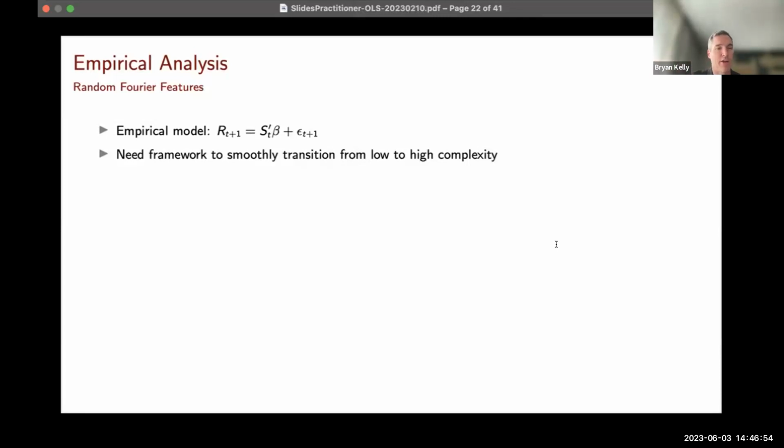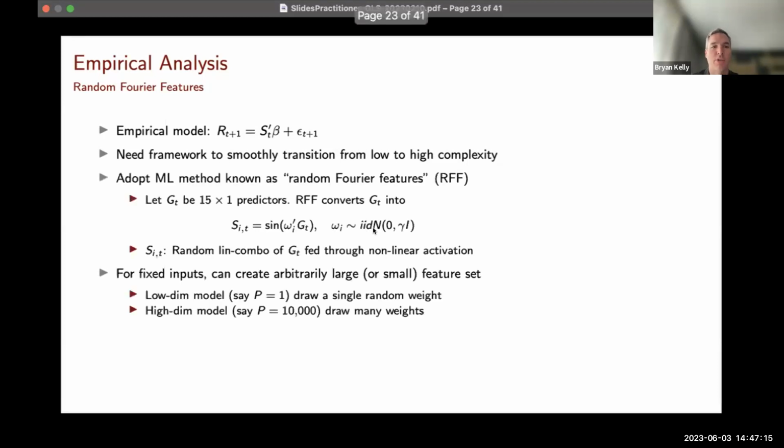Now, the trick here is that if I have 15 predictors, I need to investigate my theory by ranging models from simple to highly complex, right? So I need to be able to hold that set of predictors fixed, but vary the number of parameters in a model. How do I do that? Well, we're going to use a neural network to do this.